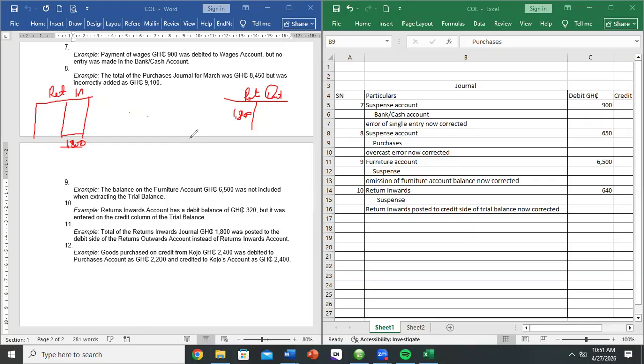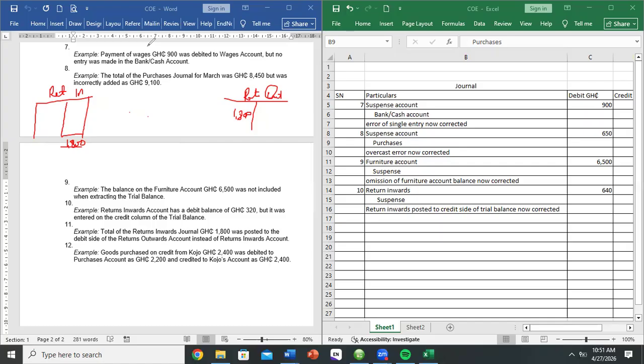But that was a good analysis you did there, that there seemed to be some name similarities, but you didn't add the person. Okay. So yes, it's an error of principle. Return inwards is not supposed to be in return outwards account. No, because these are two different types of account or two different classes of account. So what do we have to do to correct it?